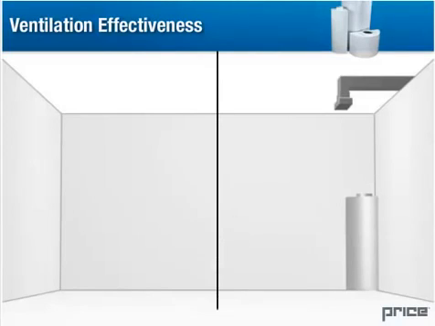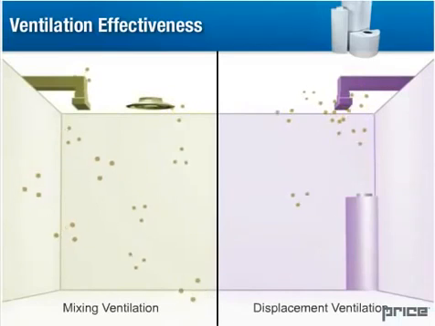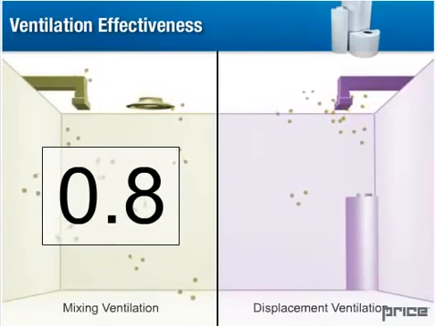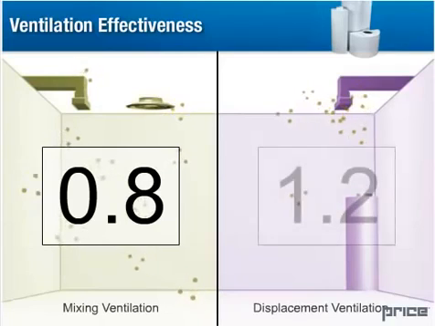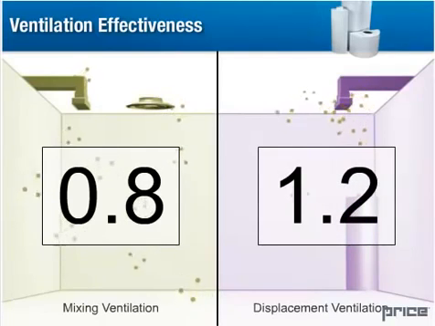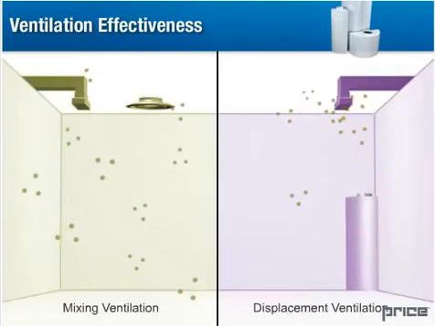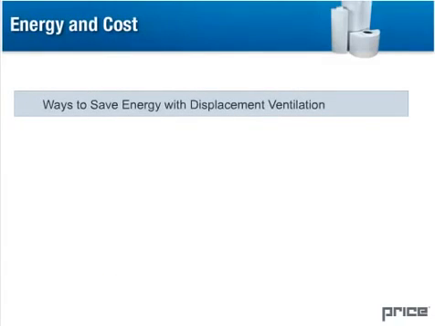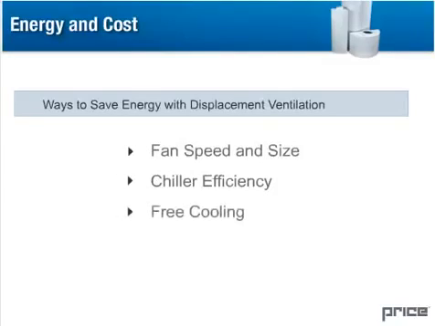Ventilation effectiveness in a mixing system is typically measured at about 0.8. Displacement ventilation is typically measured between 1.2 and 1.4, providing superior indoor air quality by removing contaminants and supplying clean air more effectively. A benefit of displacement ventilation is its low energy consumption. Three ways that you can save energy with this system are in fan speed and size, chiller efficiency, and free cooling. Used properly, it can be a cost-effective alternative for handling any building's cooling requirement.